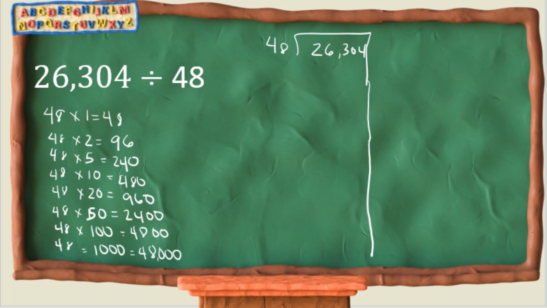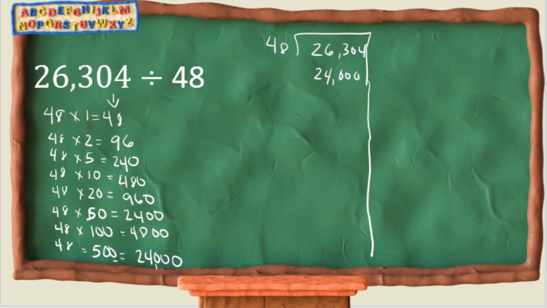So I'm going to change that last one and make it times 500 and see if that will be more useful. Times 500, let's see. So we'll take our answer for times 50, which is 2,400. And because we're multiplying it times 500, which is one additional zero, we're going to annex that zero. That gives me 24,000. And that is way more useful. So again, we're going to think about which one of these numbers is close to 26,304 without going over. And if I look, I see that 24,000 is closest without going over.